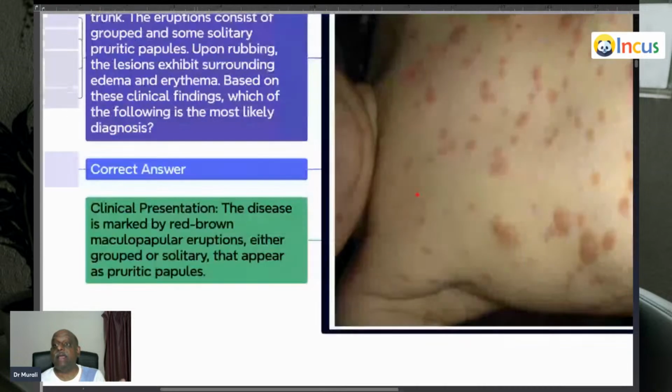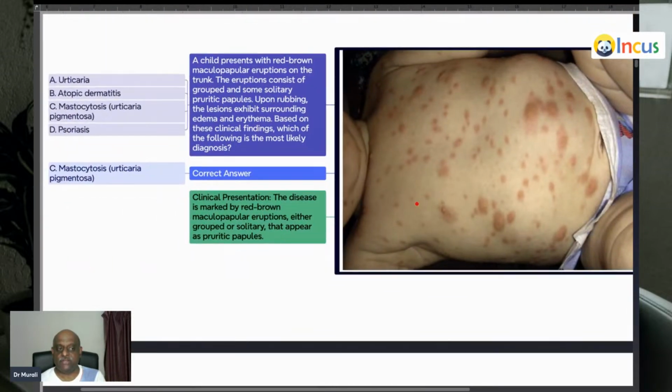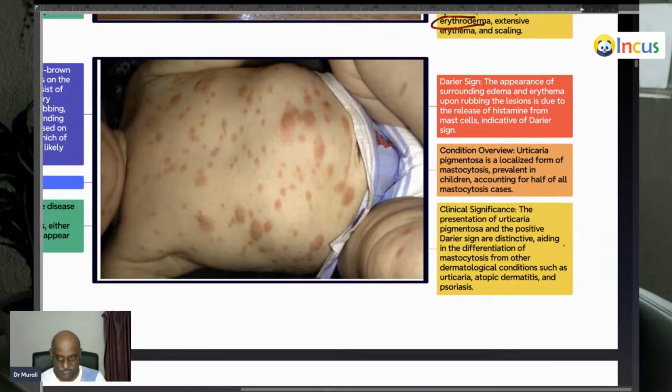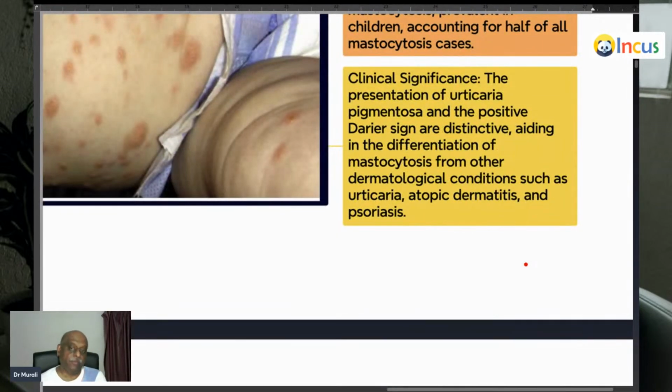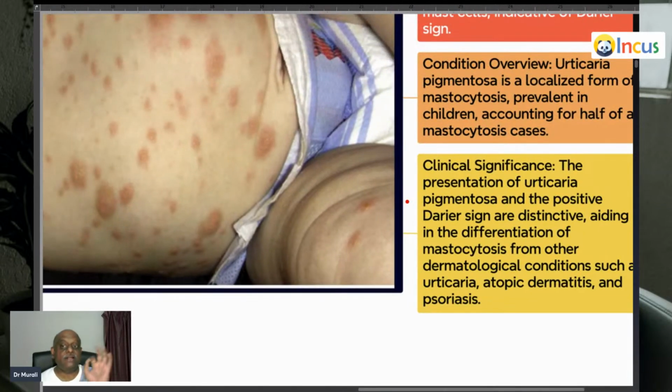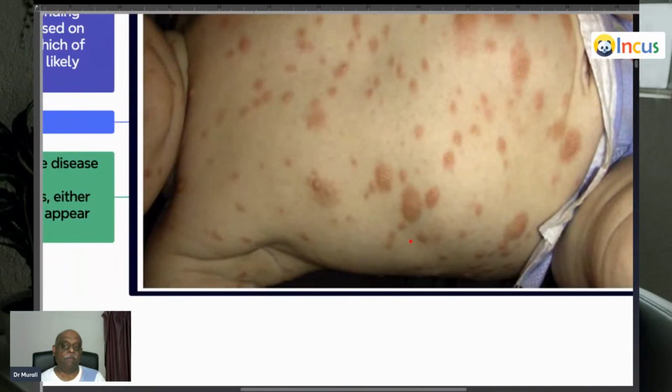It's called urticaria pigmentosa, which is mastocytosis. Darier's sign is very, very distinctive, especially to distinguish it from atopic dermatitis, simple urticaria, or psoriasis and mastocytosis. It is the Darier's sign which is important in urticaria pigmentosa.